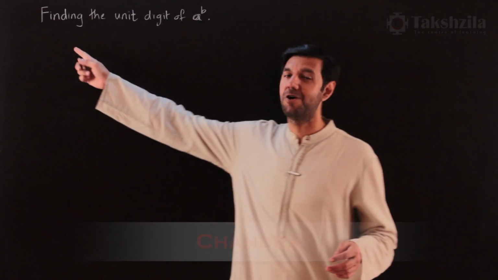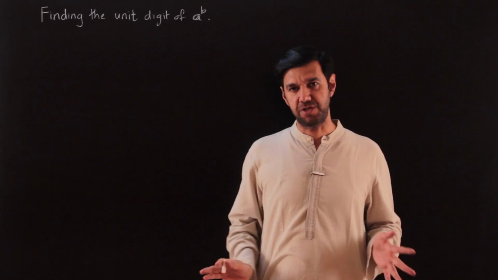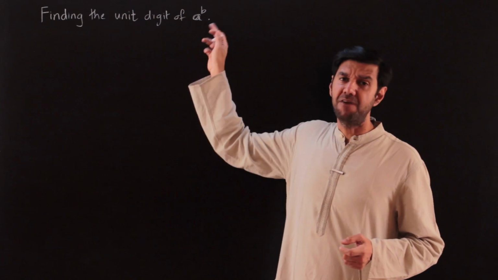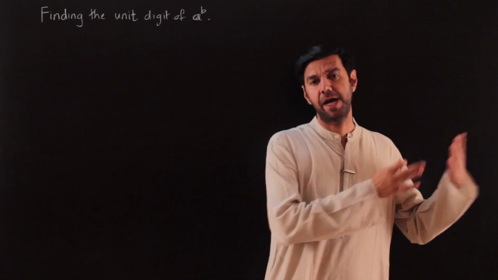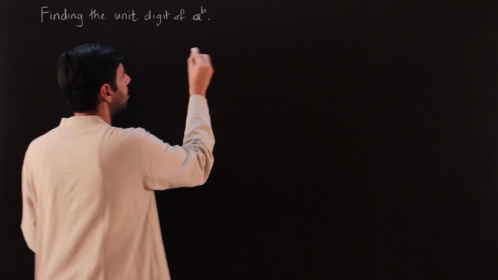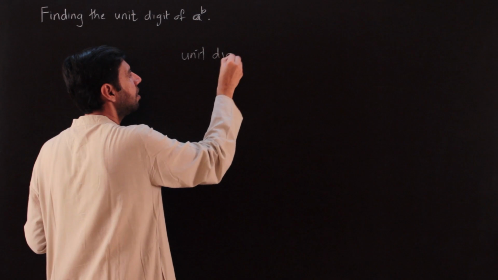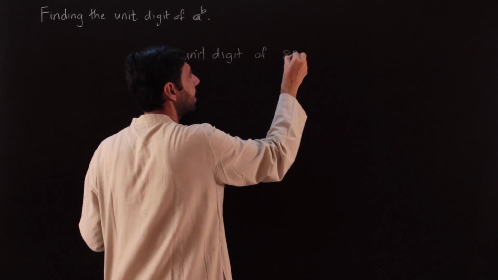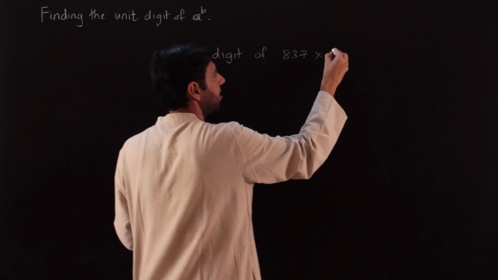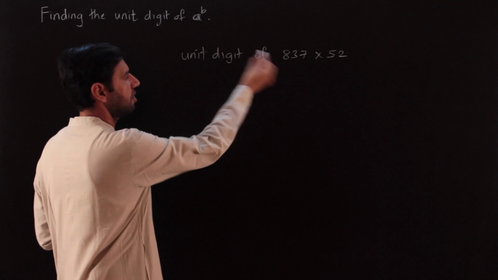This lesson is about finding the unit digit of a raised to b, where a and b can be any natural numbers. Remember, the power a raised to b is eventually a multiplication, a into a into a into a. So let's start by finding the unit digit of a product. Let's say we want to multiply 837 into 52, and I want the unit digit of this product.